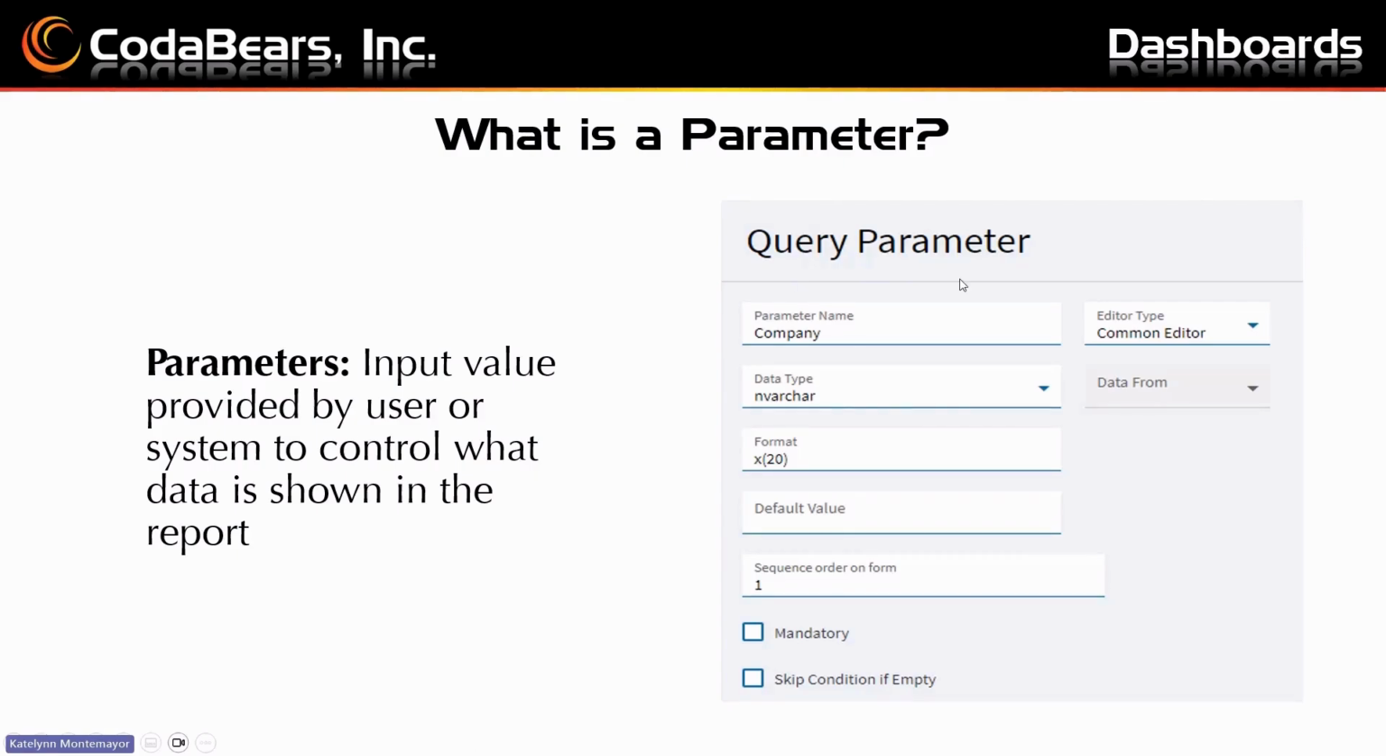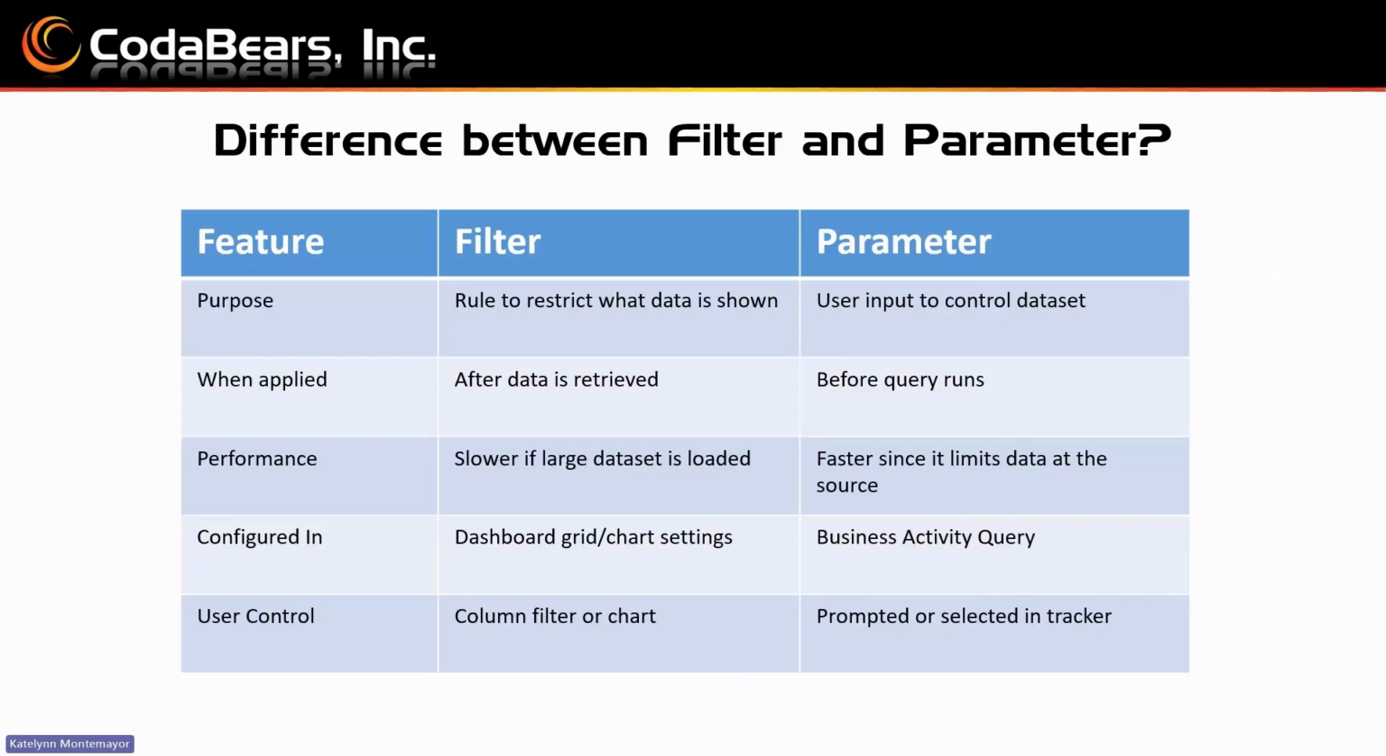And this is just a little snippet of when you add a parameter to your BAQ. To your BAQs, this is what a parameter field looks like, where you can add it in there yourself. So again, the difference between these filters and parameters, we have a few features that we can talk about. Let's talk about the purpose. The filter is going to be a rule to restrict what data is shown, but the parameter is the user input to control the whole data set.